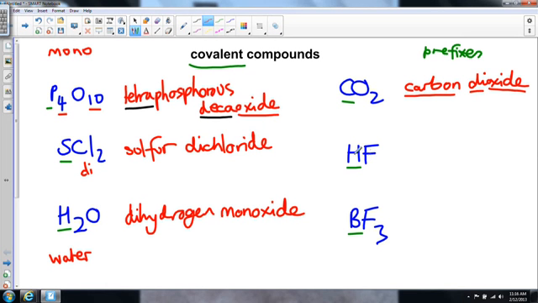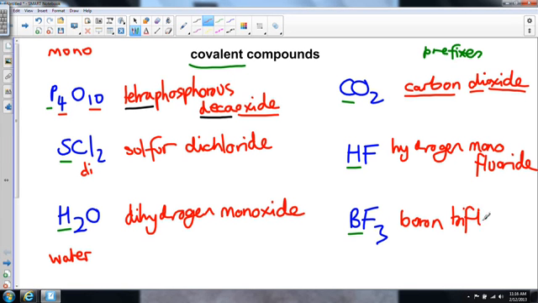Anyway, let's come on to this one. HF. This is actually known as hydrofluoric acid. However, we haven't seen acid yet, so we're just going to name it using these rules. We have one of each atom, so the first part of the name is going to be hydrogen, and technically hydrogen monofluoride. Alright? And then down here, B is boron, F is what it was before, fluoride, but there's three of them, boron trifluoride.